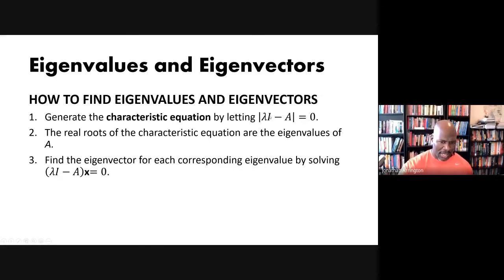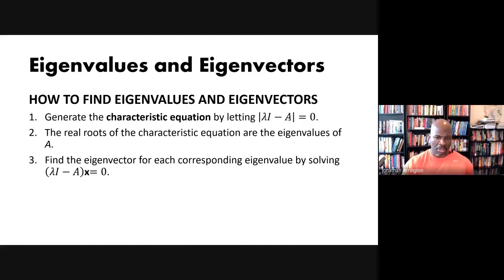And of course, I has the same dimensions as A. So I is of order n, and of course A is of order n. So basically, the determinant of lambda I minus A equal to 0 is going to give us a polynomial equation, which we call the characteristic equation. The real roots of that characteristic equation are going to be our eigenvalues.